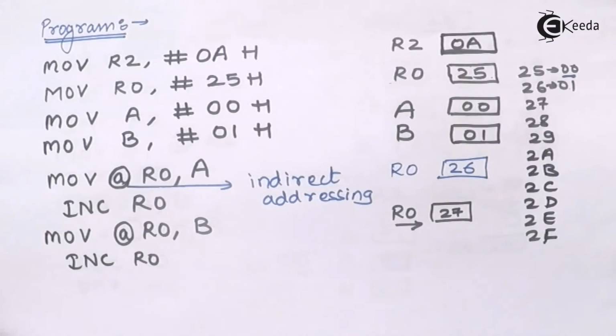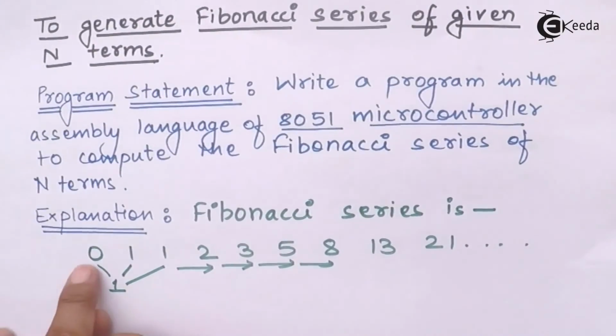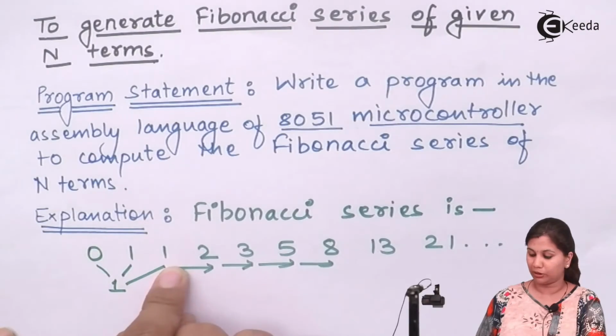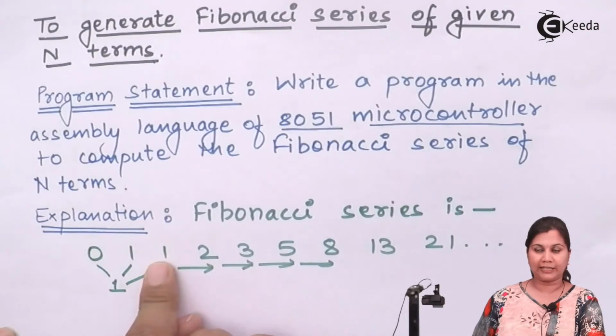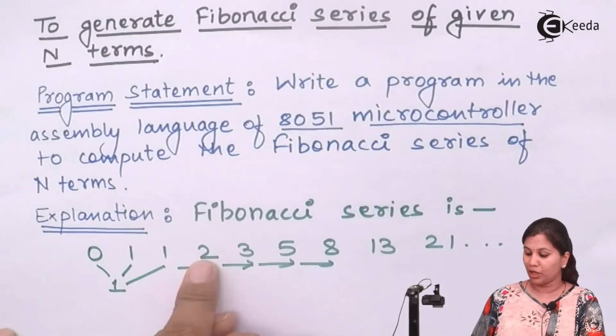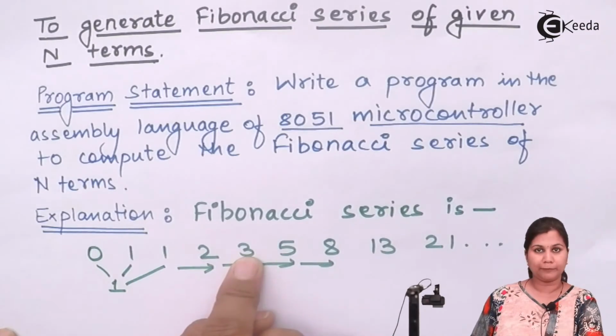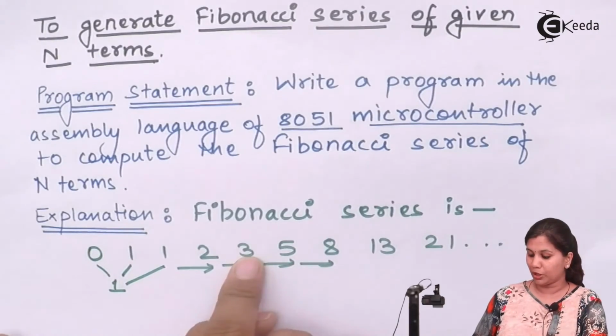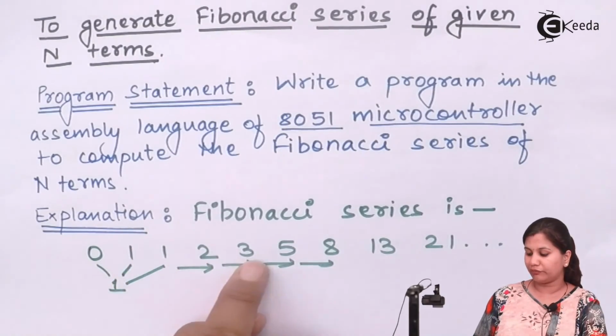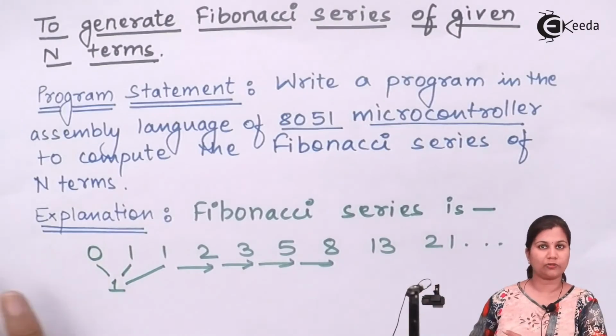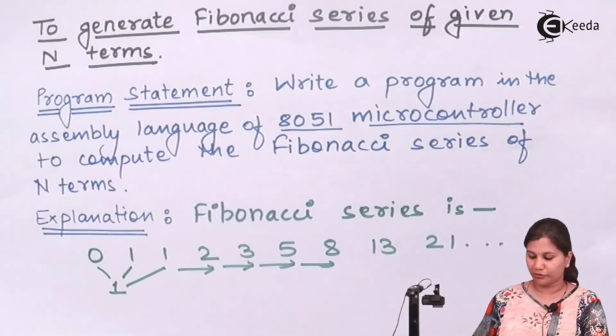Let's summarize what we have done. We know that in the Fibonacci series the first two numbers are 0 and 1. These two numbers are added, and that becomes the third number. Then the second and third numbers are added, and it becomes the fourth number. The third and fourth will be added, and it becomes the fifth number. So 0, 1, 1, 2, 3, 5, 8, 13, 21. In this way, the Fibonacci series is generated.